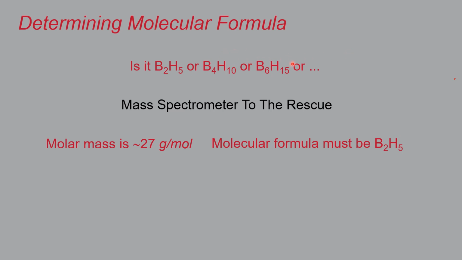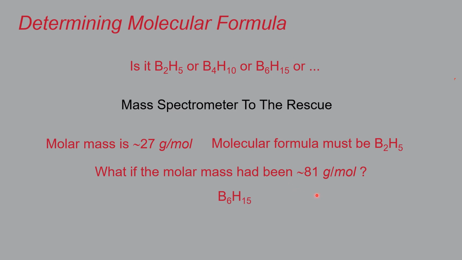So let's see if you can figure this out on your own. If the molar mass had been reported to be 81 grams per mole, what's the molecular formula? And that molecular formula is consistent with the formula B6H15, because that would add up to 81 grams per mole. So the mass spectrometer just basically tells you the molar mass, but if you have the empirical formula as well, those two together can give you the molecular formula, and that's how you do it.